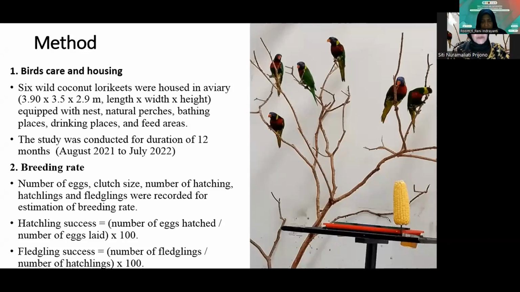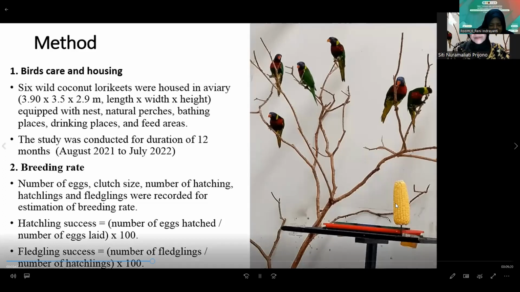The study was conducted for a duration of 12 months, from August 2021 to July 2022. Breeding rate, number of eggs, clutch size, number of hatchlings, and fledglings were recorded for estimation of breeding rate. Hatchling success is equal to the number of eggs hatched divided by the number of eggs laid times 100. Fledgling success is equal to the number of fledglings divided by the number of hatchlings times 100.